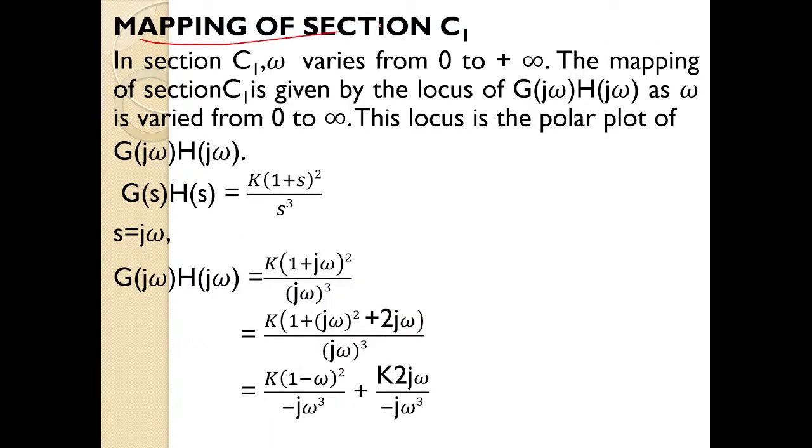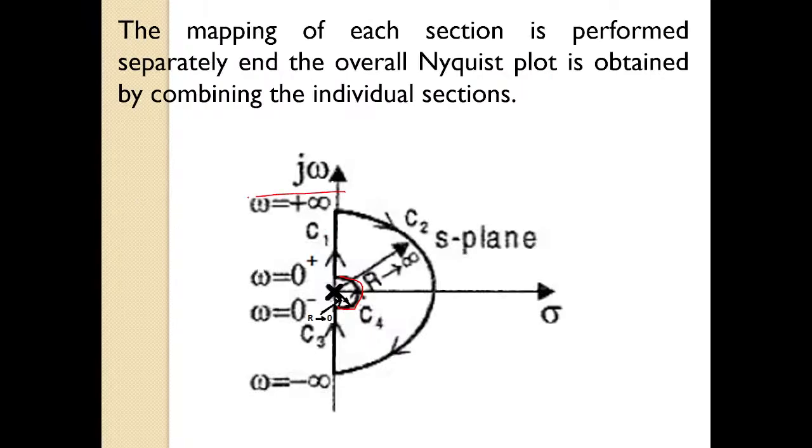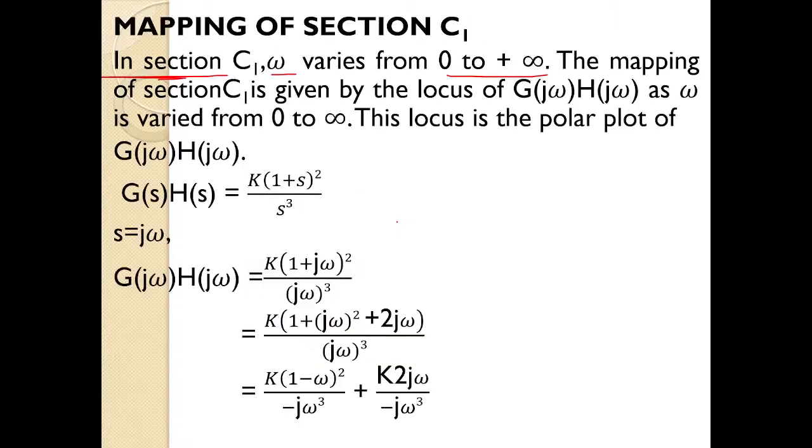So let us start with section 1, that is C1. Mapping of section C1. In section C1, omega will vary from 0 to plus infinity. That's what we have seen here. This mapping of section C1 will be given by the locus of g of j omega h of j omega as omega varies from 0 to infinity. So this locus is nothing but the polar plot.